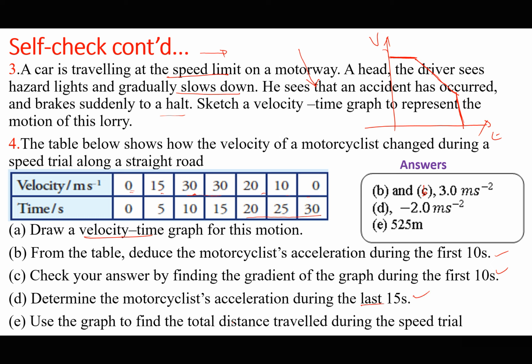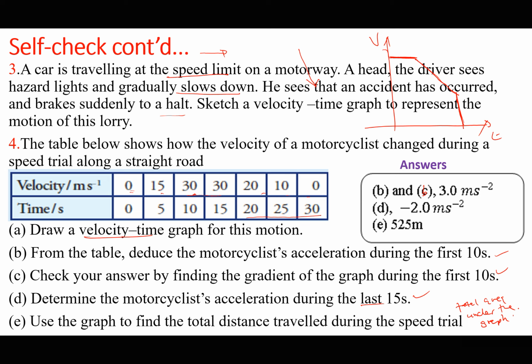Use the graph to find the total distance traveled during the speed trial. So the total distance is going to be the total area under the graph. So you can sketch your graph or plot your graph. These numbers are easy to plot. You don't even need a graph book, just a squared book. Then plot your graph and use those values to find the acceleration and then the distance traveled as the area under the graph.